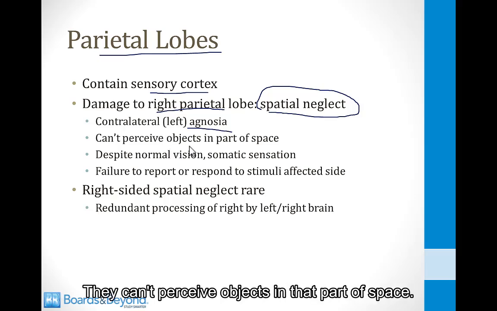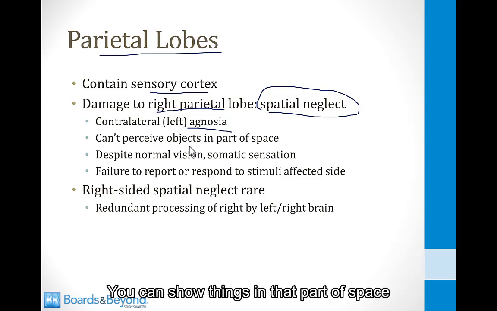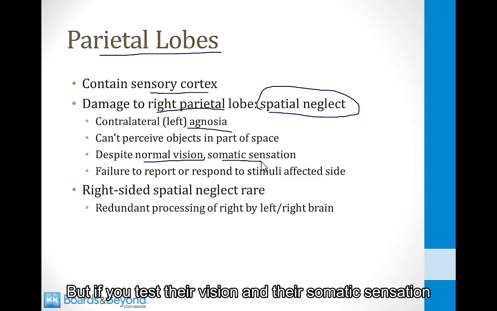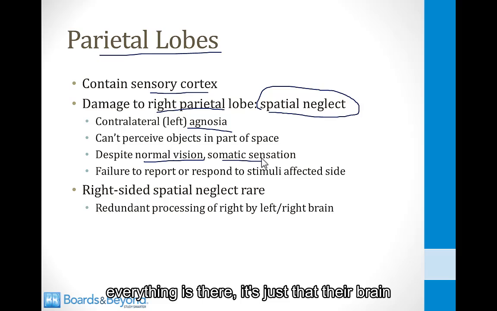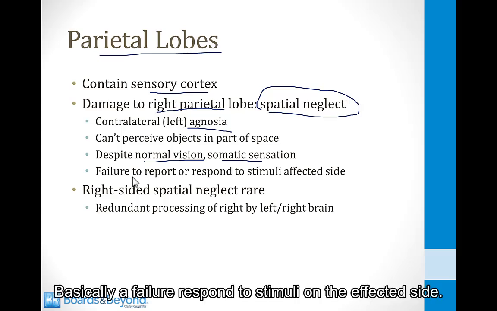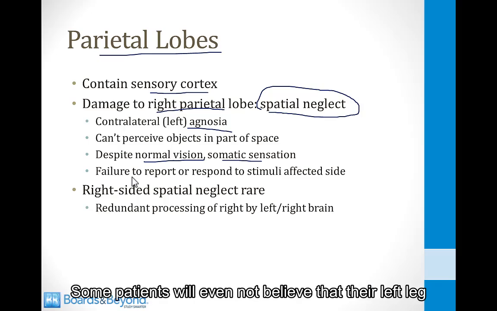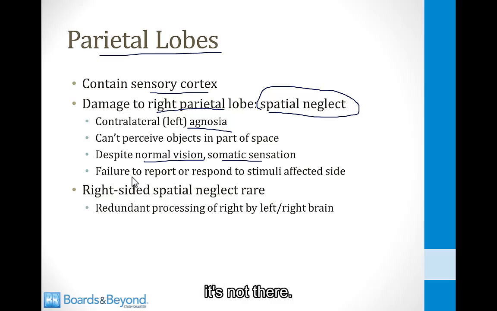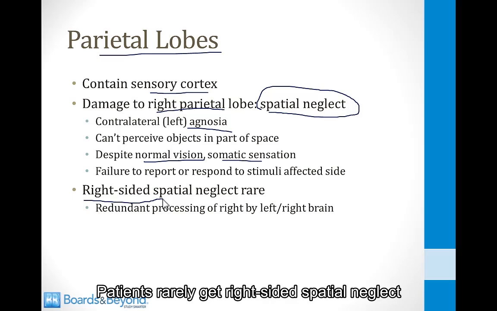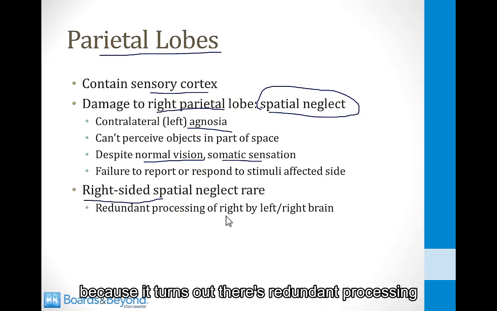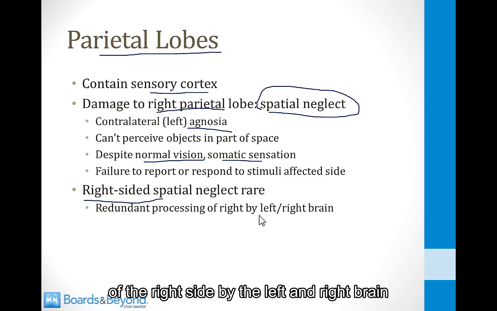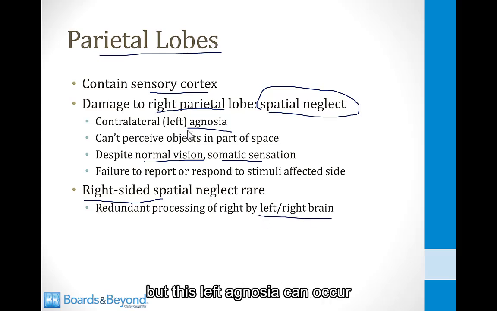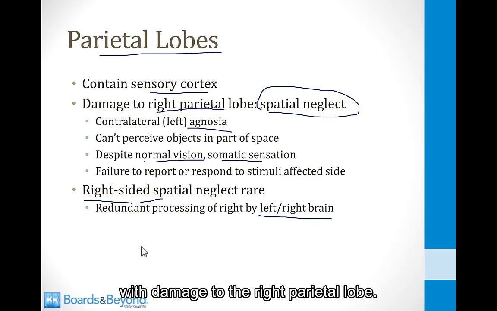They can't perceive objects in that part of space. You can show things in that part of space and they won't see them or react to them. But if you test their vision and their somatic sensation, everything is there. It's just that their brain is not registering it. Basically, a failure to respond to stimuli on the affected side. Some patients will even not believe that their left leg or arm is present because they will just think it's not there. Patients rarely get right-sided spatial neglect because it turns out there's redundant processing of the right side by the left and right brain, but this left agnosia can occur with damage to the right parietal lobe.